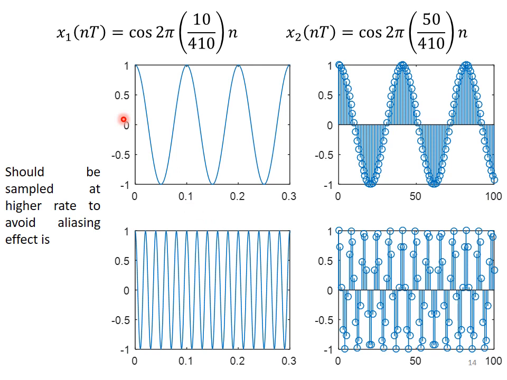Now let us choose a different sampling frequency, say 410 Hz. So now obviously the folding frequency is 410 upon 2, which is 205, and both the frequencies, which are 10 Hz and 50 Hz, are well within the range of folding frequency. Therefore you can see there is no aliasing. Each signal is represented by its continuous time part, right?